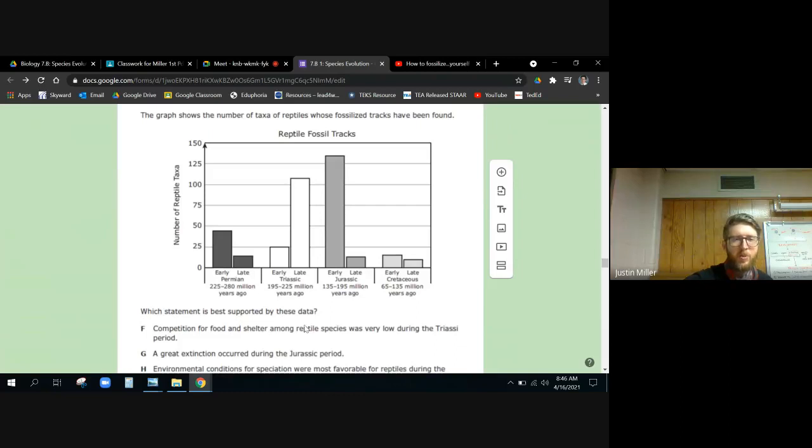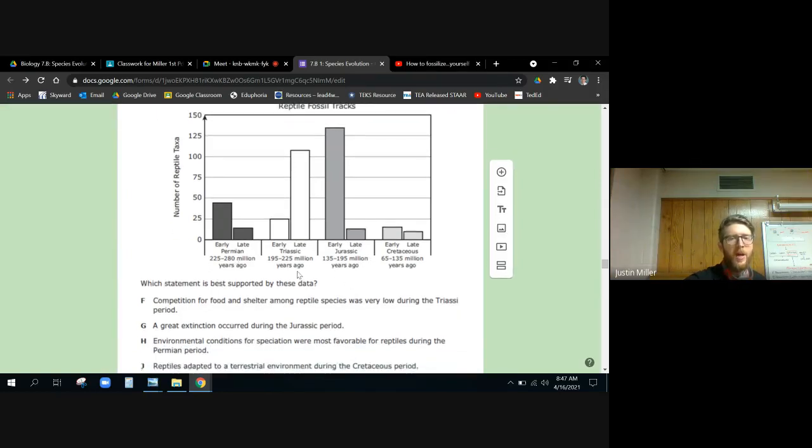Okay, which statement is best supported by the data? So we have the number of reptile taxa, which just means like the number of reptile species, okay? The number of reptiles living. We have the Permian period, Triassic, Jurassic. This was all dinosaur stuff, right? And then Cretaceous. So the dinosaurs kind of were on there. Well, Cretaceous, there were still dinosaurs around, but toward the end, okay? So basically, my point is that look at the number of species. The taller the bar, the more species of animals there were during that period.